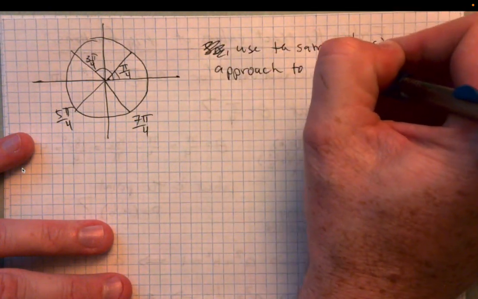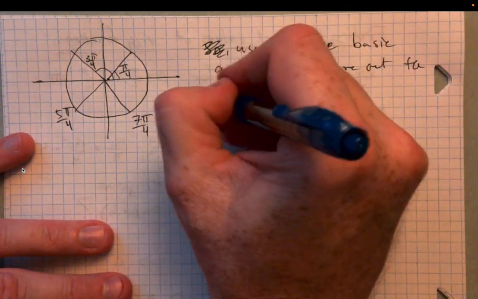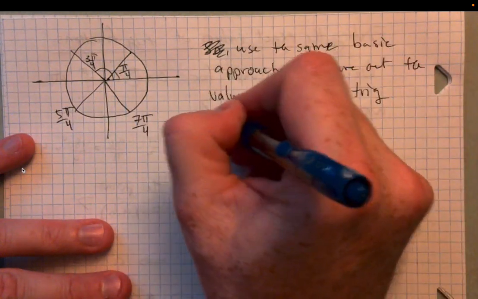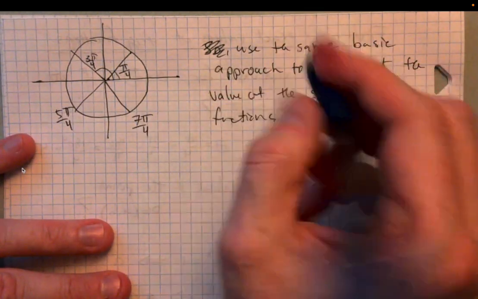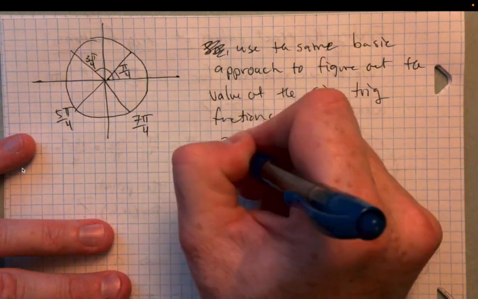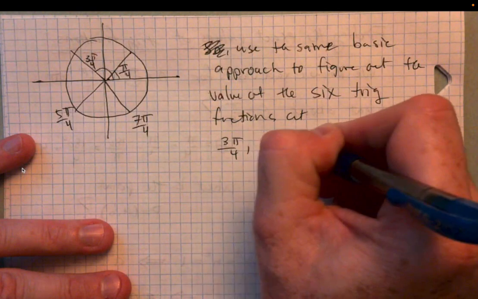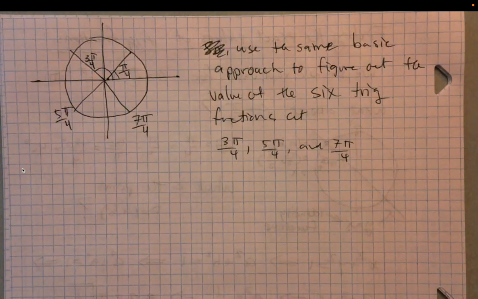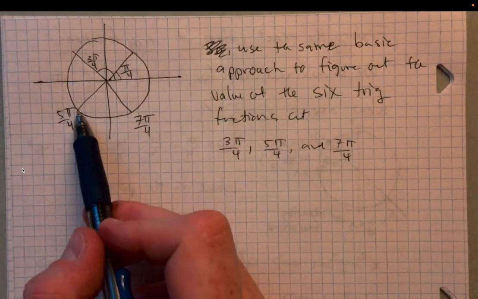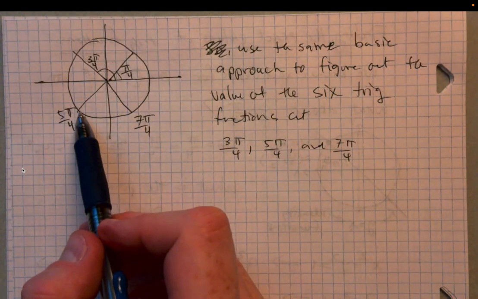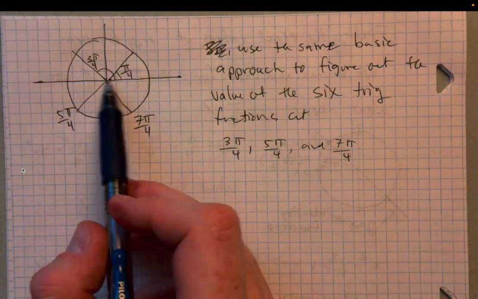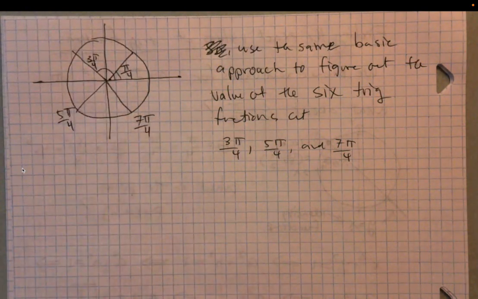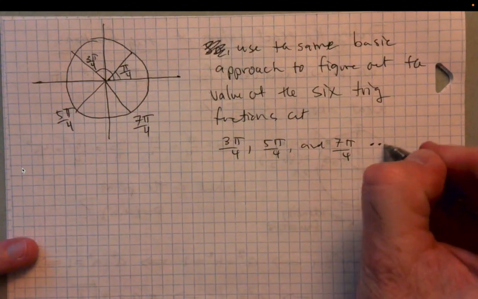Use the same basic approach to figure out the value of the 6 trig functions at 3 pi over 4, 5 pi over 4, and 7 pi over 4. It's going to work almost exactly the same way. You can imagine at 5 pi over 4, I'm just going to have negative a and negative b. At 3 pi over 4, I'm going to have negative a, positive b. So the only thing that's going to change are the signs. But just try to figure that out.